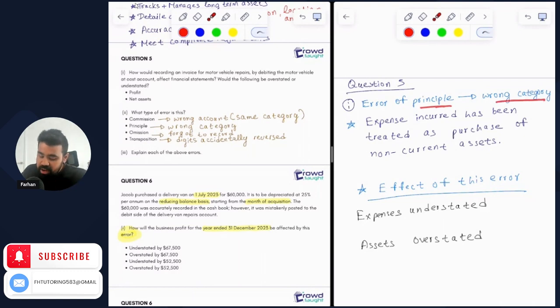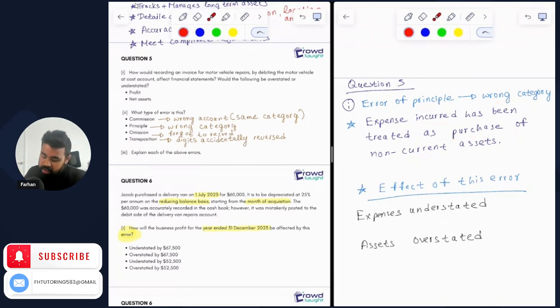Now we have incurred an expense, which is the repairs expense for the motor vehicle, but we treated this as if we had purchased a non-current asset. Make sense? So we were supposed to pay for an expense, but we ended up treating it as the purchase of a non-current asset. And this is basically recording in the wrong category because expense and assets are different categories. And because this is recorded in the wrong category, we call this an error of principle.